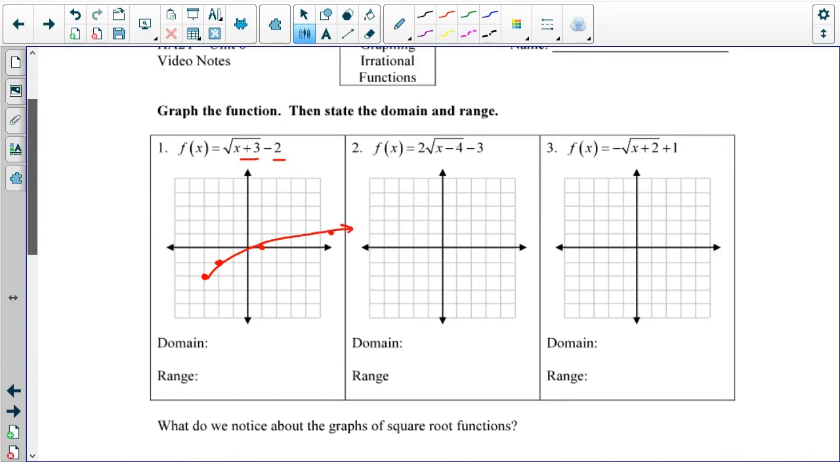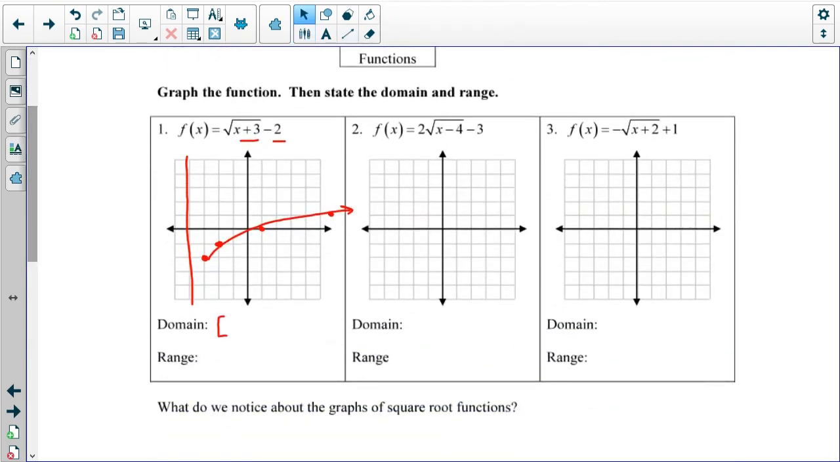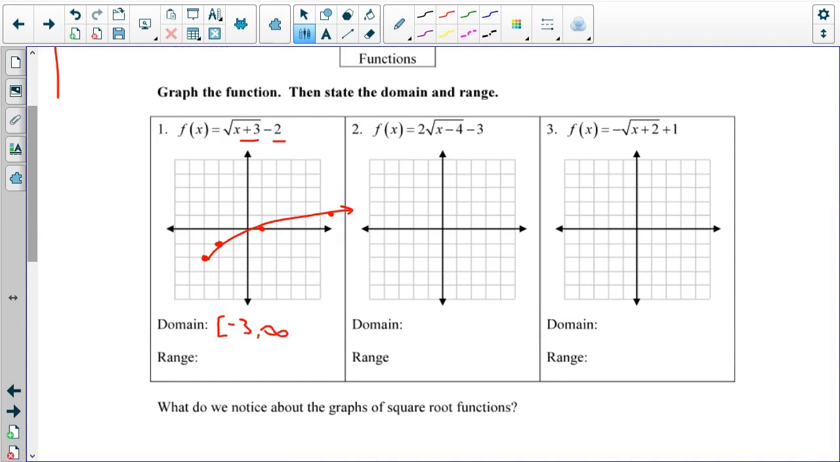If I look at the domain, those are all the x values that come in. Well, that didn't work the way I wanted it to, but if I scan for a domain, it starts at x equals -3 and moves along. So my domain is from -3 to infinity, and my range, if I scan for a range, comes from -2 up until infinity. So the range is -2 to infinity.